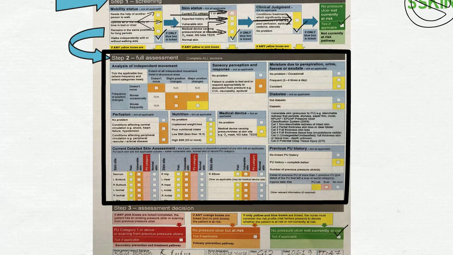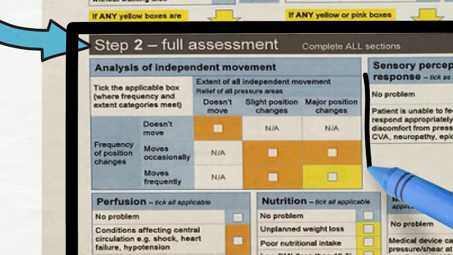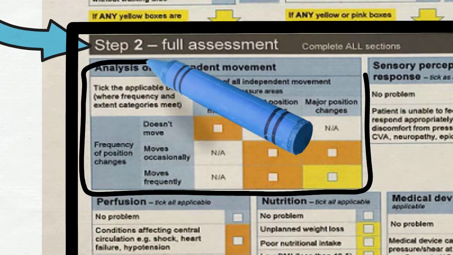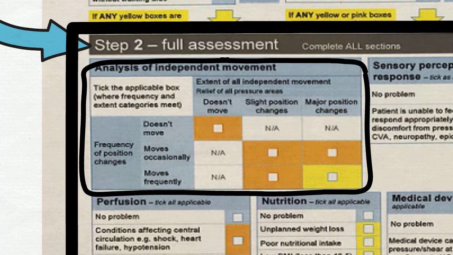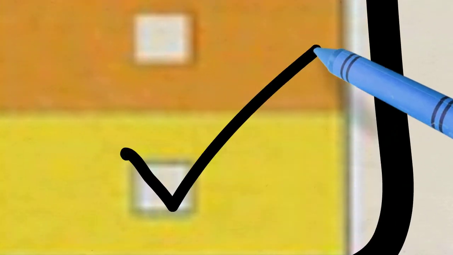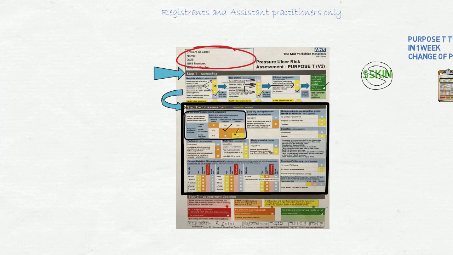Step 2. All sections in step 2 need to be completed by ticking the most appropriate box in each section. For example, analysis of independent movement. If your patient is able to independently make position changes, such as standing, transferring from bed to chair, and does this at least hourly, the yellow box should be ticked. However, if they only shuffle 2 to 4 hourly, the orange box should be ticked.